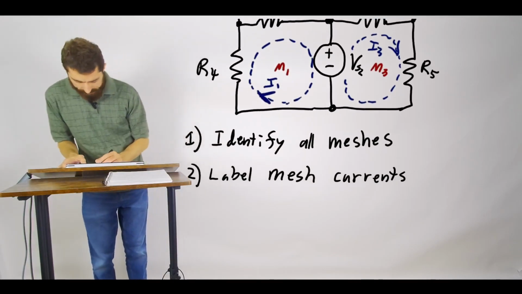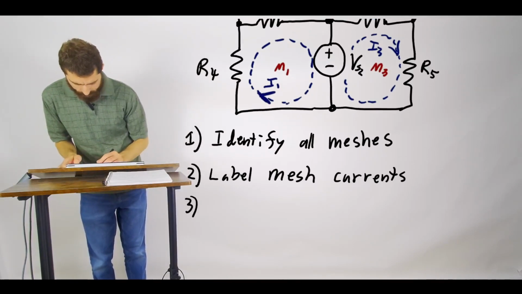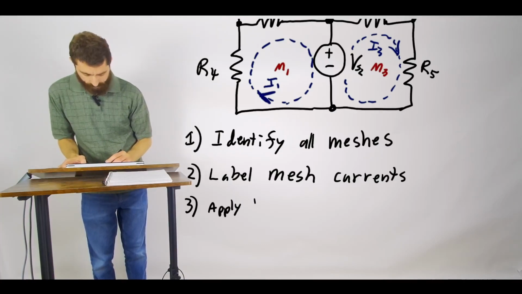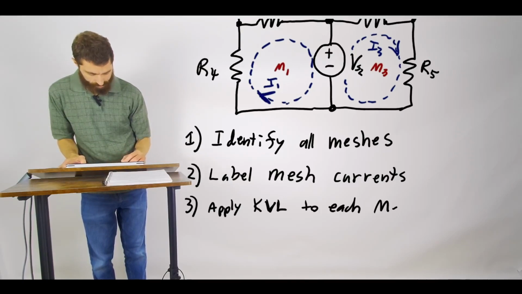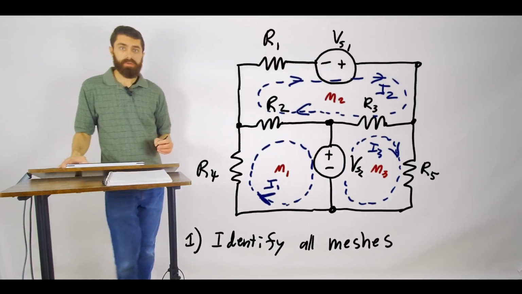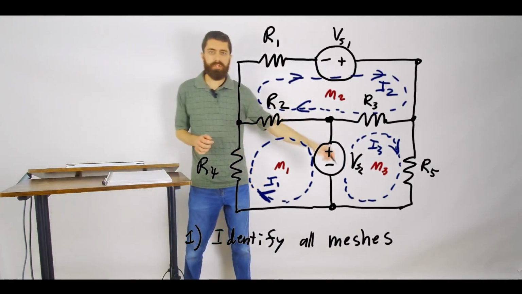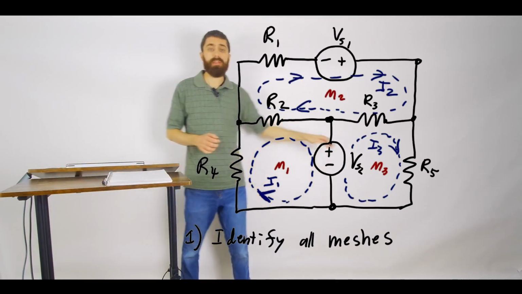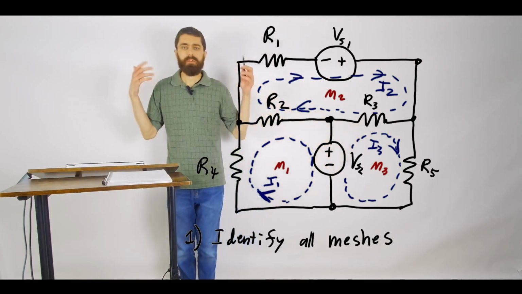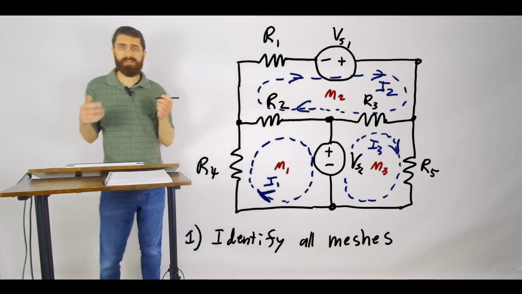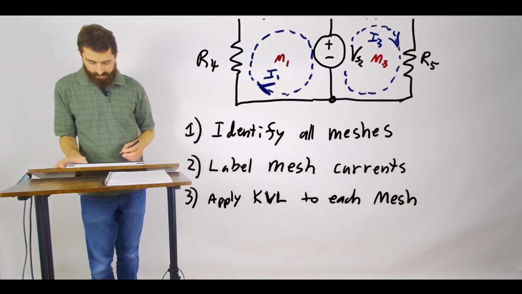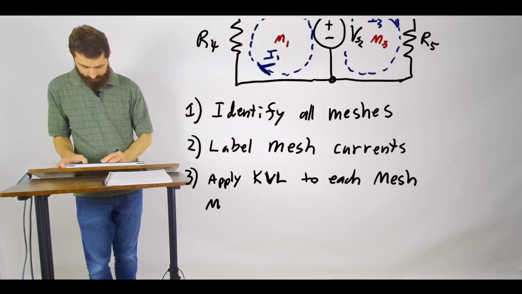And then step 3 is apply KVL to each mesh. So with each loop here, we go around and we apply KVL and come up with 3 equations. So let's go ahead and do that. Let's do mesh 1.